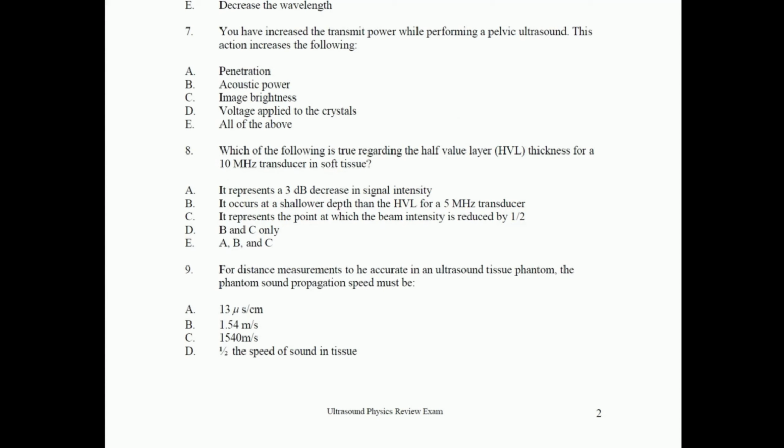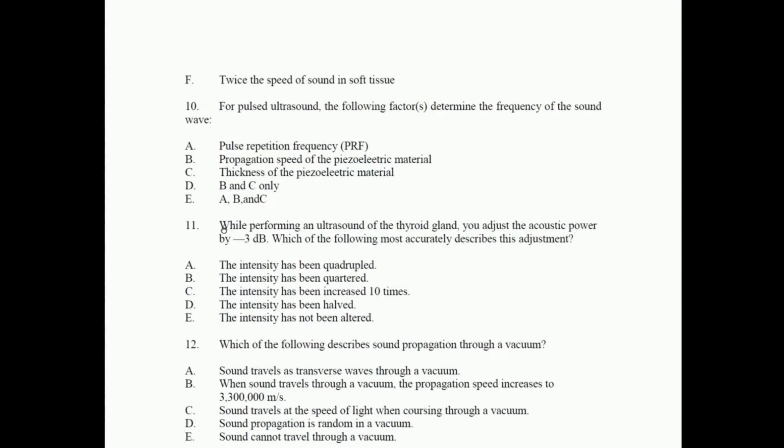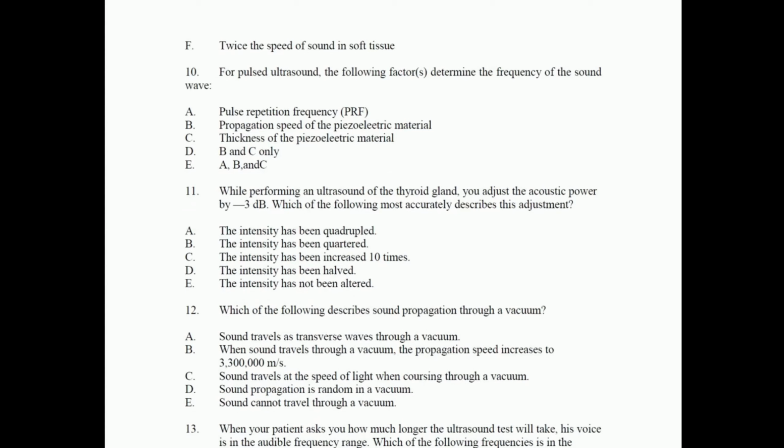Since this is a basic question, let's find the answer right away. It is asking about the propagation speed that should be measured in an ultrasound phantom. Since the reference value is soft tissue, the standard value can be considered as 1,540 meters per second, which is option C. Next, let's move on and look at question number 10.